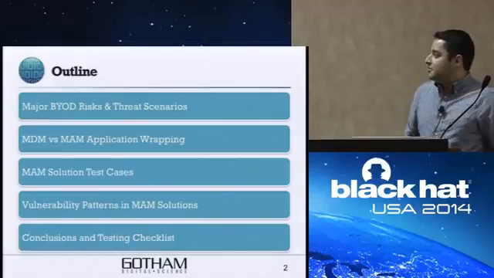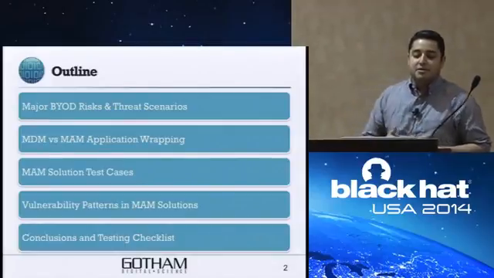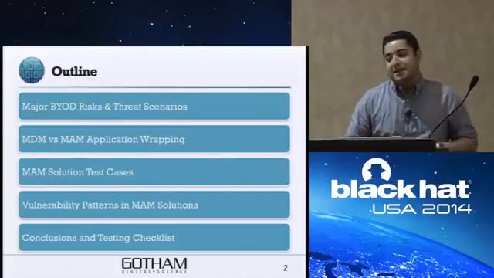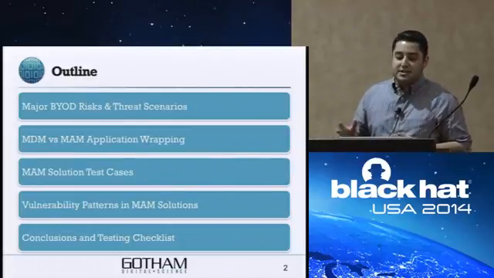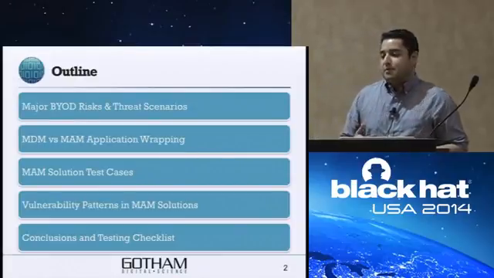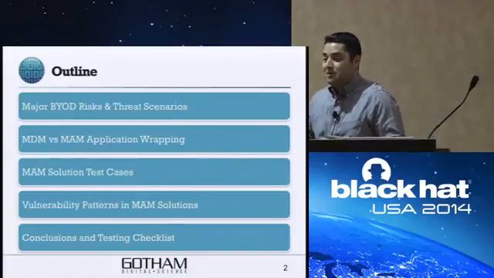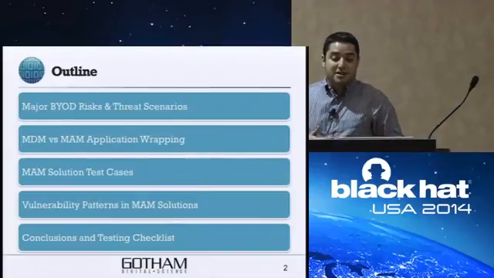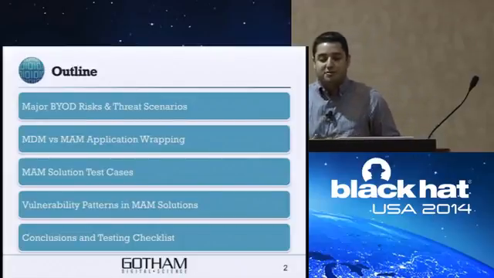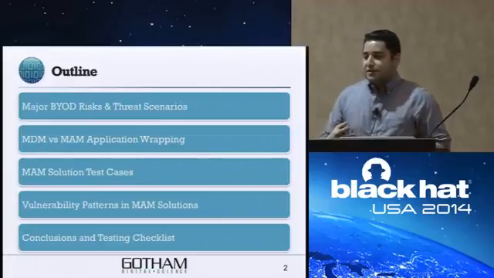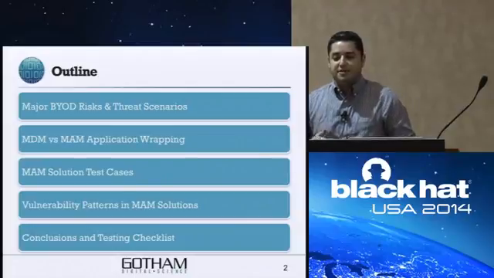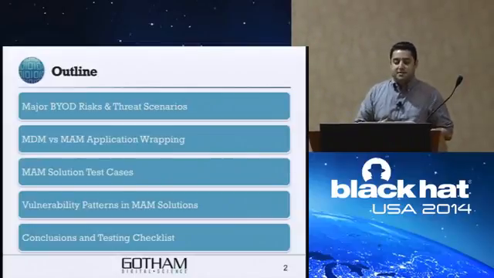Some high-level things that we're going to cover. We're going to do a quick overview of BYOD risks and threat scenarios, just to get an idea of the main risks when you're doing a BYOD. I'm going to assume everyone here knows bring your own device already, so I'm not going to go into details, but more into the risks that an organization doing one of these deployments should consider. Then we can stack that up against the different vendors and types of solutions: how well do these actually protect against those risks?